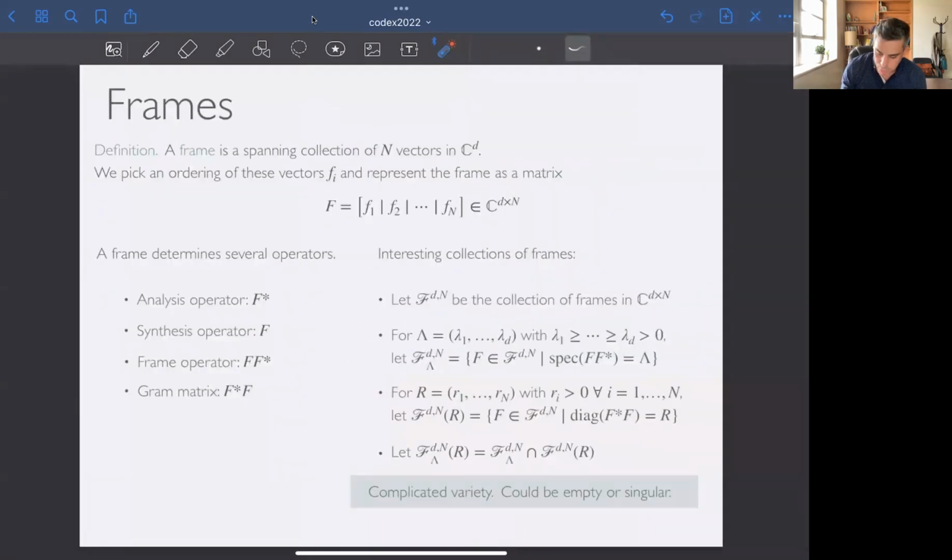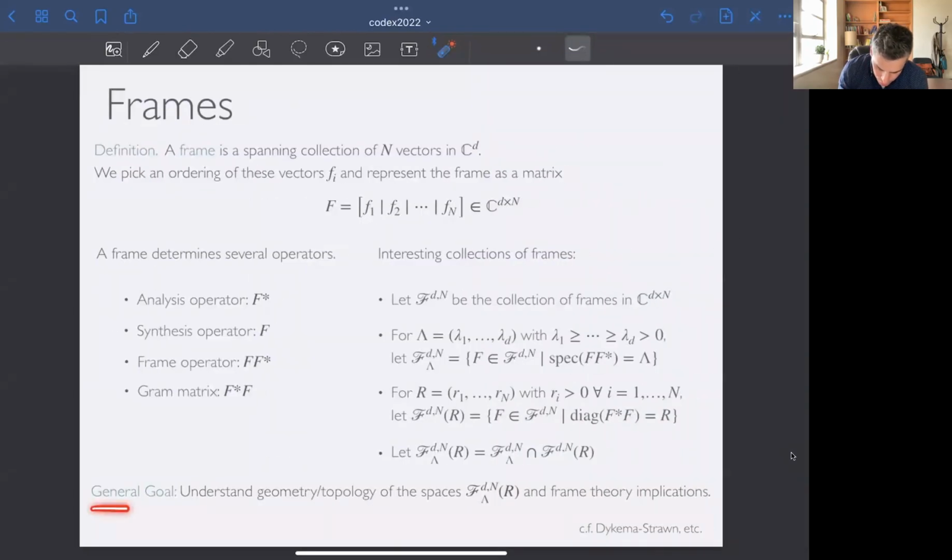And then finally, I could do both, and prescribe the spectrum and the norms of the vectors, which is to say, take the intersection of these two manifolds. Then things become even more complicated. The resulting thing is not diffeomorphic to any standard manifold that I know of, and it could even fail to be a manifold. There are potentially singularities in this thing, so it's some sort of complicated variety.